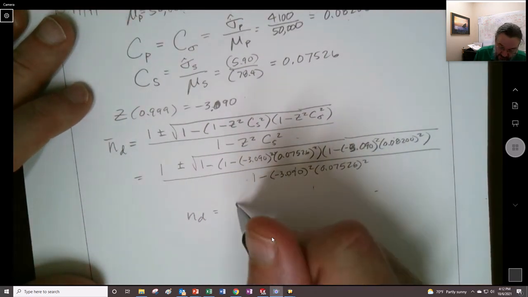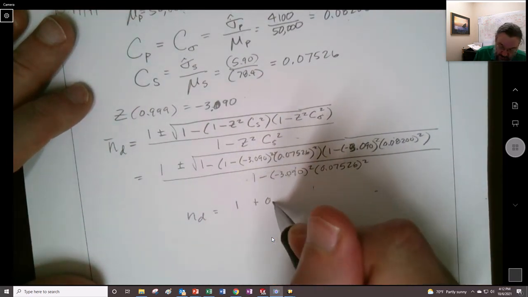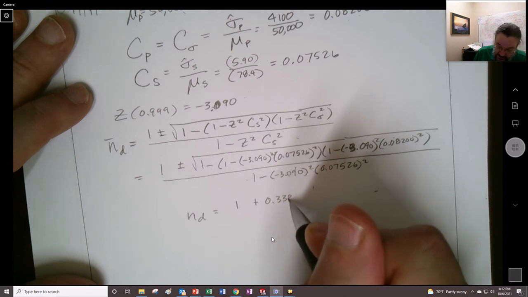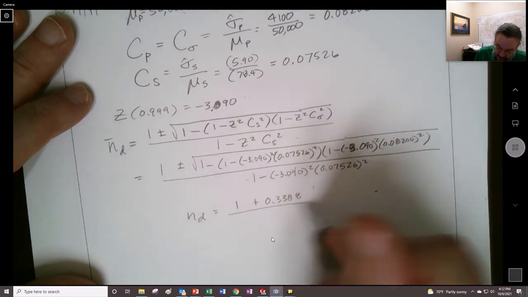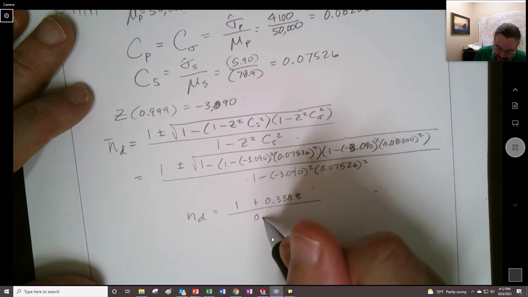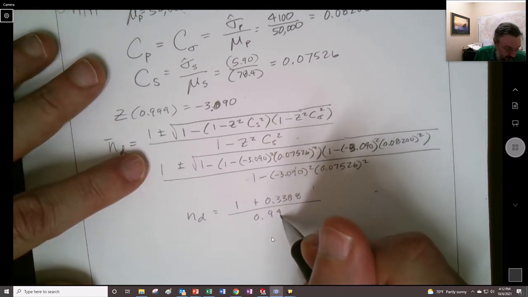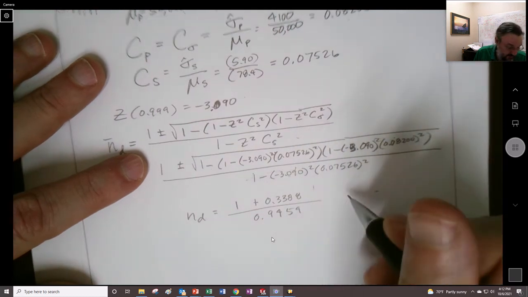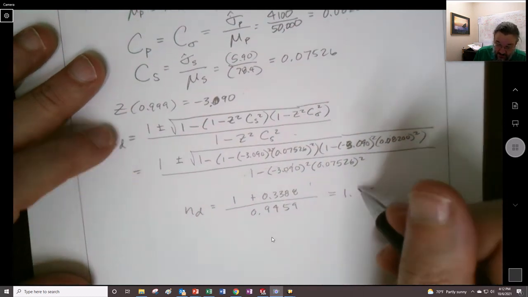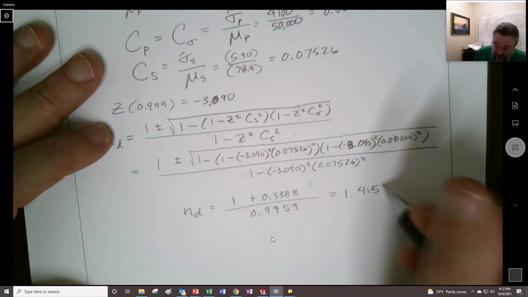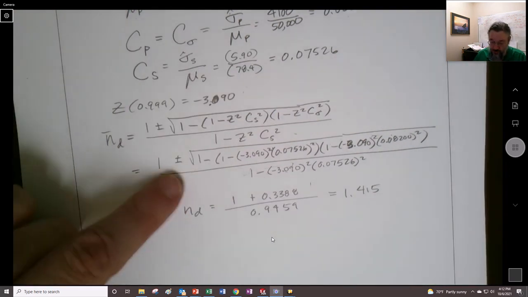And I found that I got 1 plus 0.3388, the stuff inside the square root. That was some of the point of this. And this on the bottom denominator is 0.9459. And I end up with a design factor of 1.415.